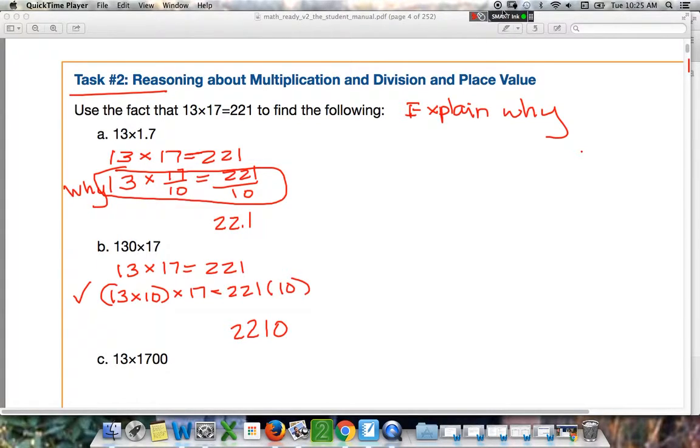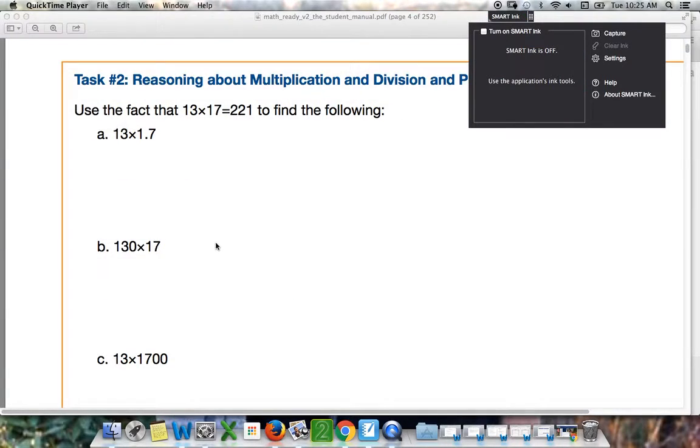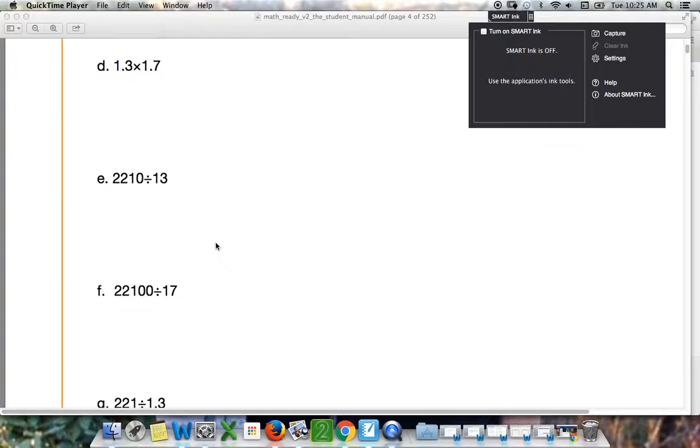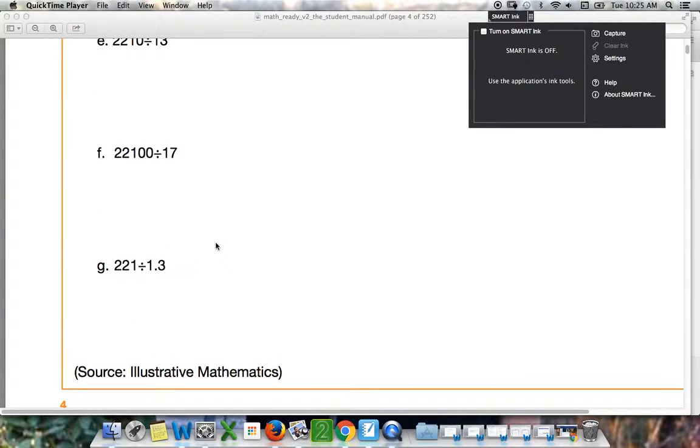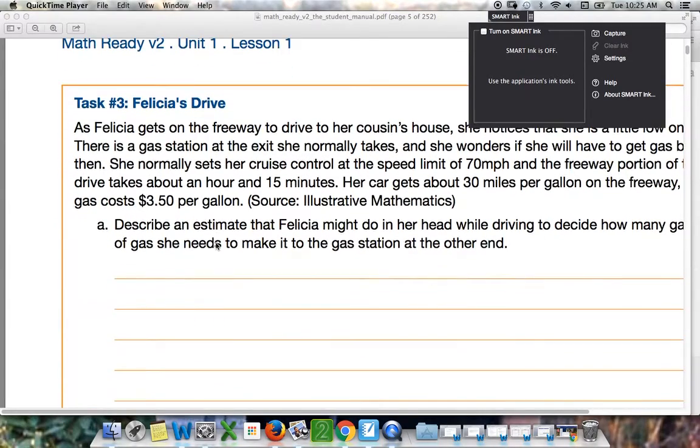Okay, so try to do your best on the rest of those to see what you can do with those statements. If you have questions, let me know. So you should have one part that gives me the why and then the answer.